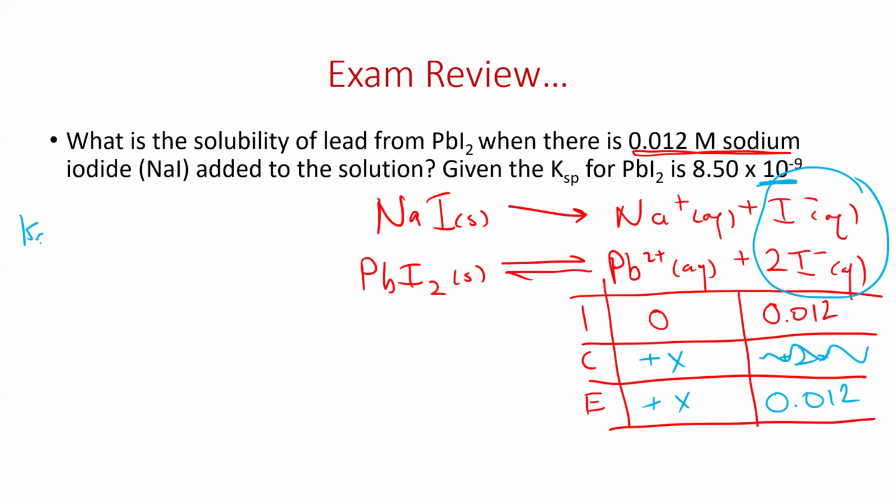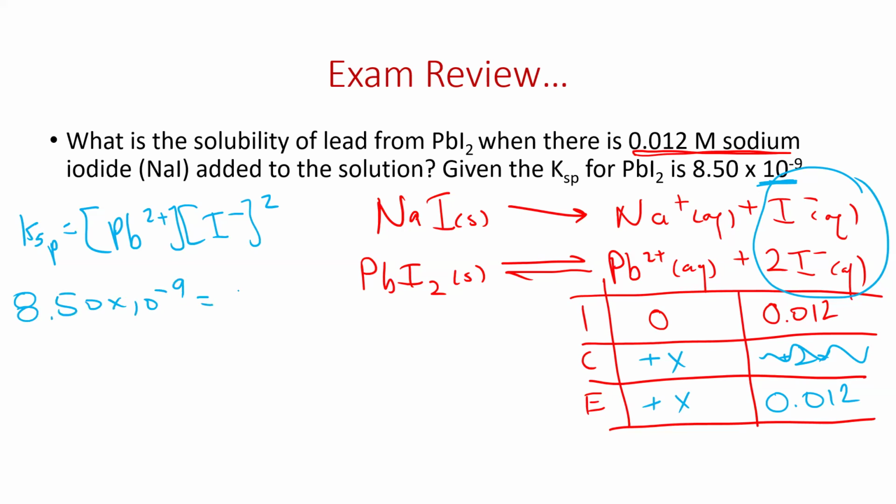So our Ksp equals the concentration of lead times the concentration of iodide squared. That still applies because that Ksp came from the ionization of lead-2 iodide. We know the Ksp, 8.5 times 10 to the minus 9. Lead is x, and iodide is 0.012 squared. Didn't even get my calculator out today.